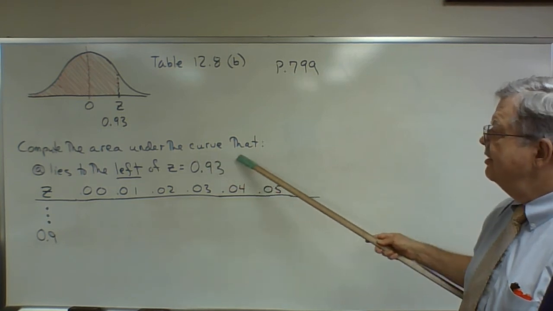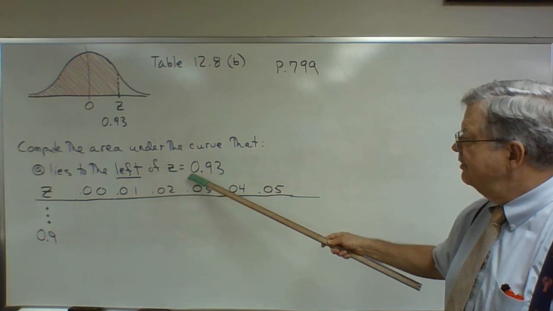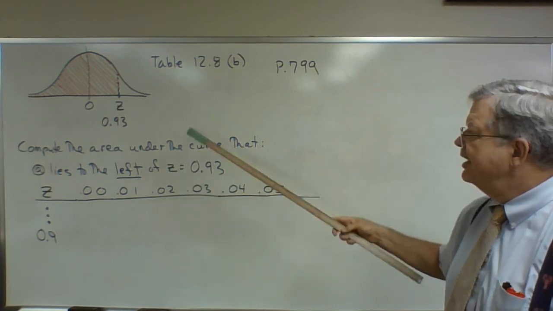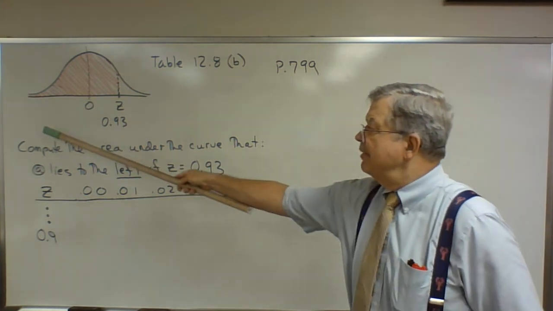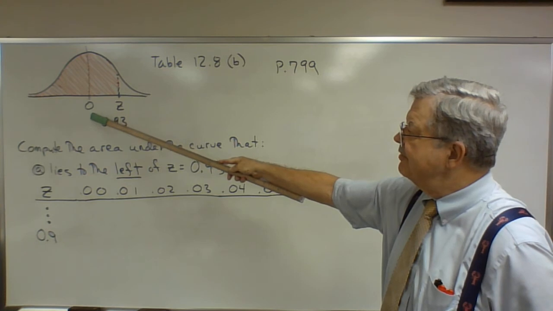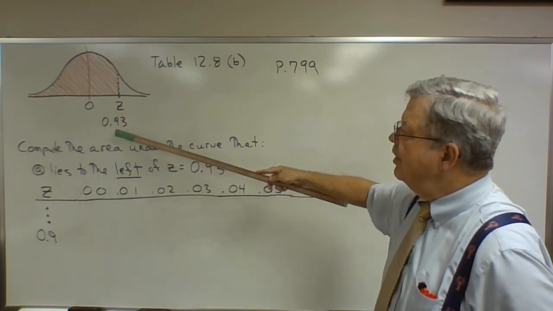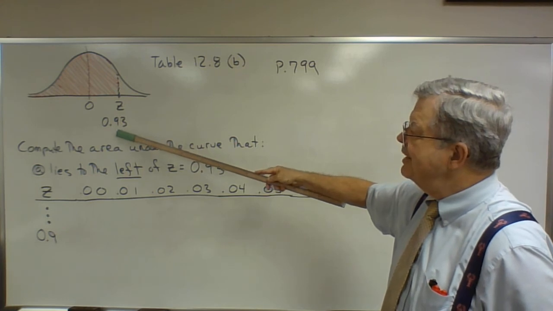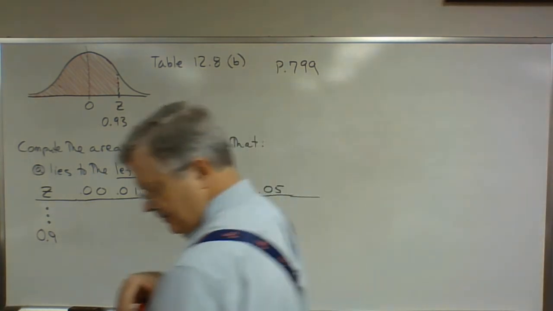Compute the area under the curve that lies to the left of Z equals 0.93. And notice again, Z is positive, so the shaded area extends to the right of the center of the graph. It extends to the right of 0, all the way to 0.93. So here's how we find the area.